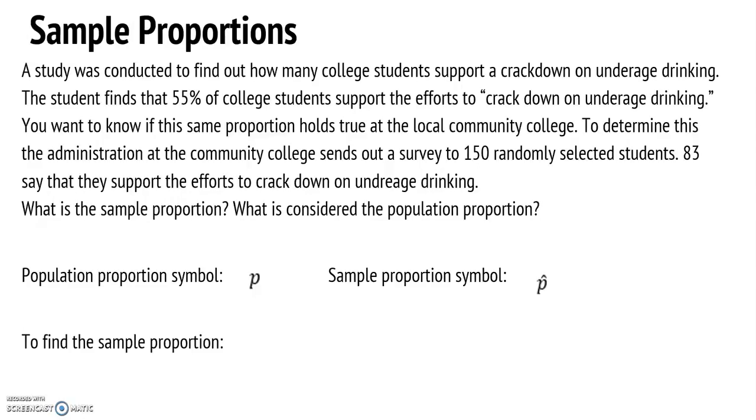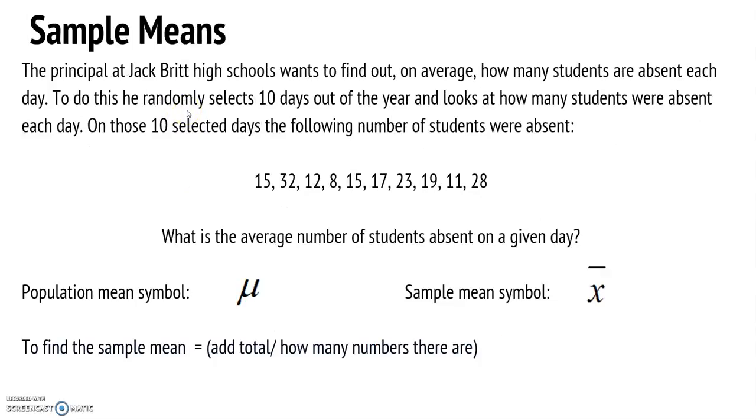To find that sample proportion, or P hat, you're going to take your total number in your survey, 150. That was your total. And then how many students support it was 83. So 83 out of 150 gives me 0.55. That's my P hat, or my sample proportion. Now notice this does not always happen, but our sample proportion in this case was the same as the population proportion.